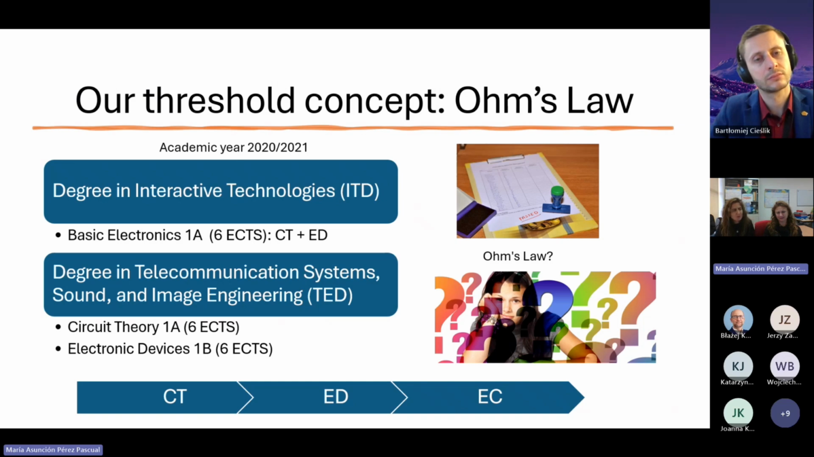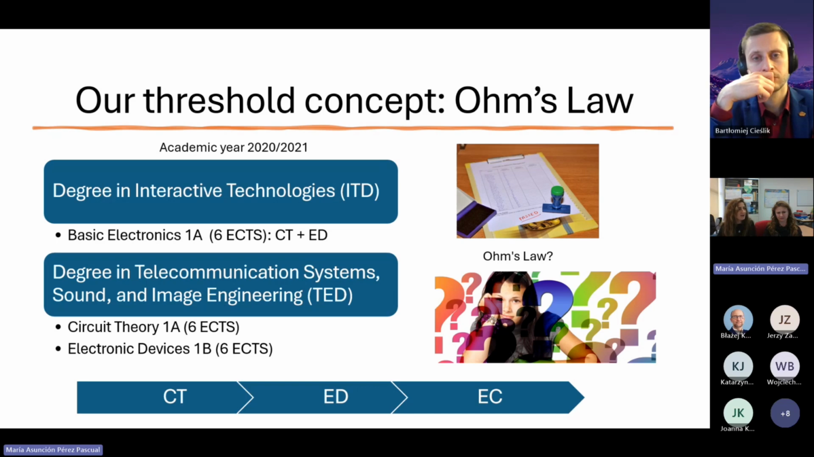Because although our students passed the exams, we identified a lot of conceptual problems with this law, not only in first-year students, but even in fourth-year students. Even when they finished the degree, they still had problems with this law. So we wanted to work on that.